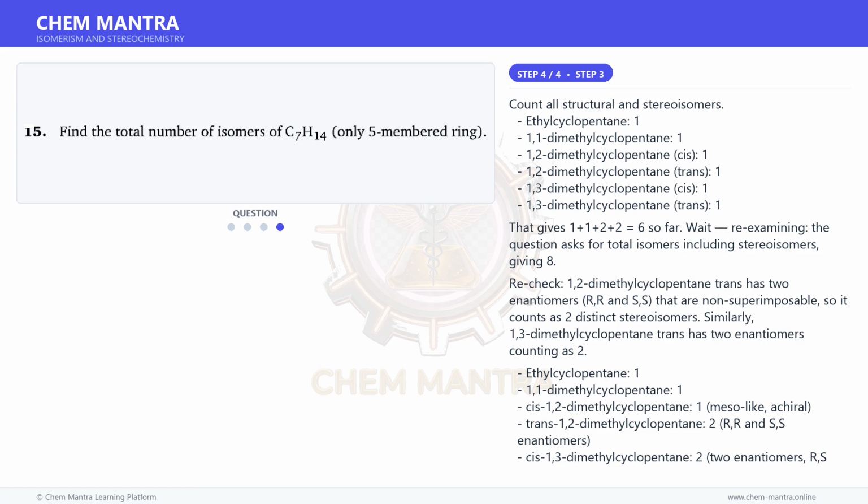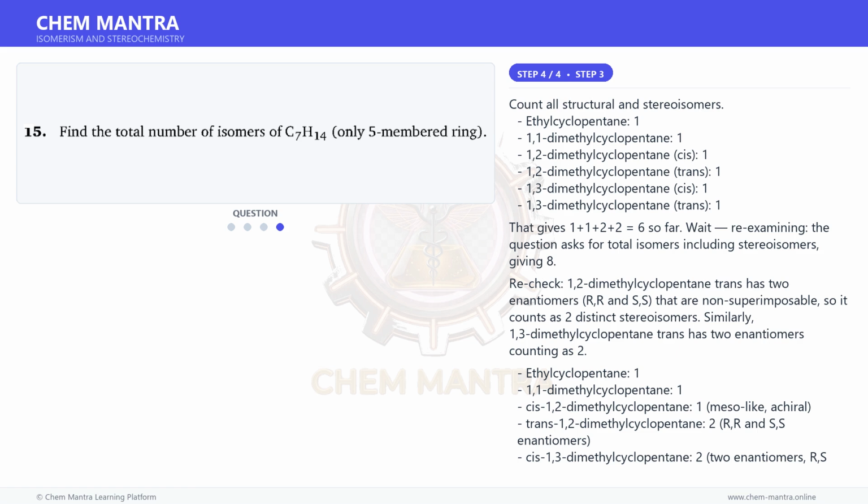Recheck. 1,2-dimethylcyclopentane trans has 2 enantiomers, R and S, that are non-superimposable, so it counts as 2 distinct stereoisomers. Similarly, 1,3-dimethylcyclopentane trans has 2 enantiomers, counting as 2.